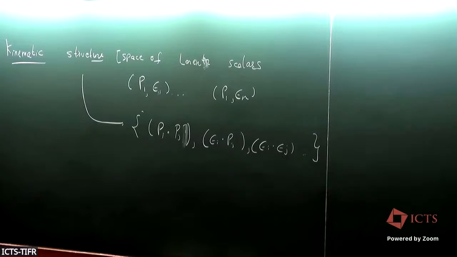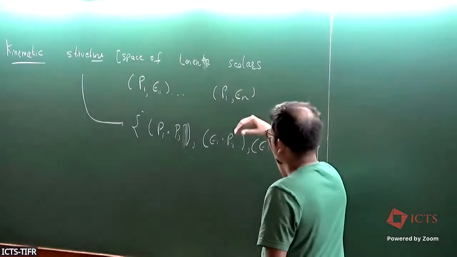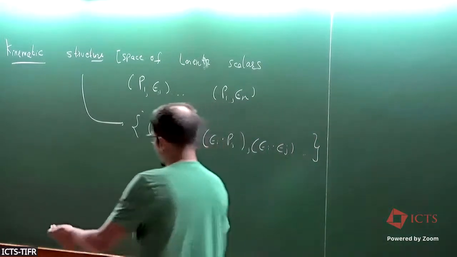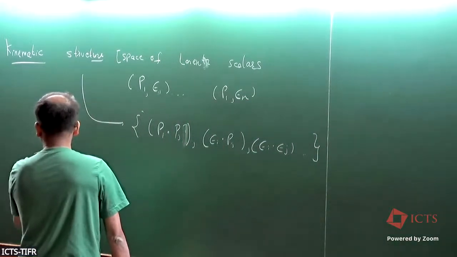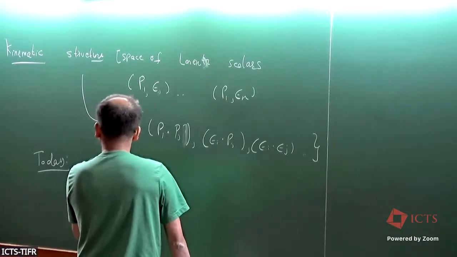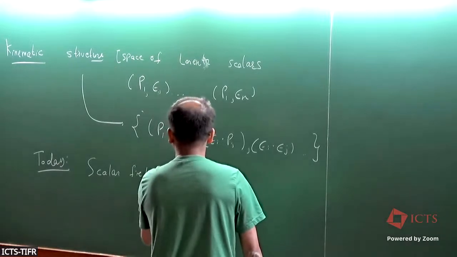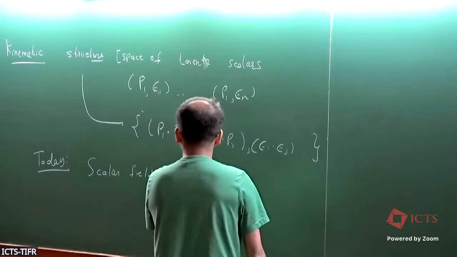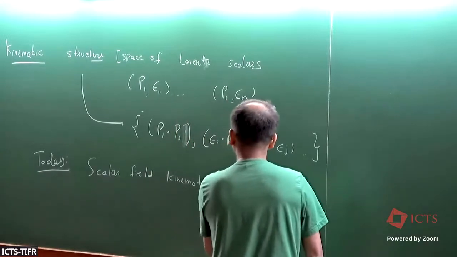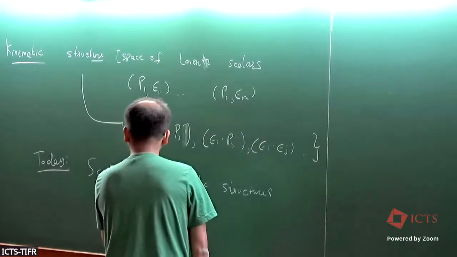Maybe I can stop here and ask. Okay. So just for this lecture, in the second lecture we will look at Yang-Mills theory also, but just for today, we will only look at scalar field theories. I mean scalar field kinematic structures. So that just means we just have Mandelstam invariants, the set of all Mandelstams.